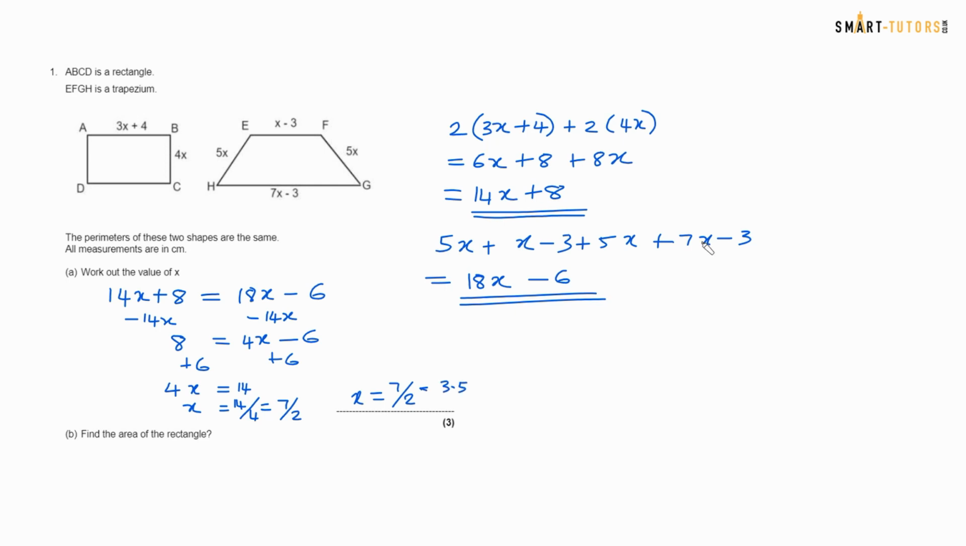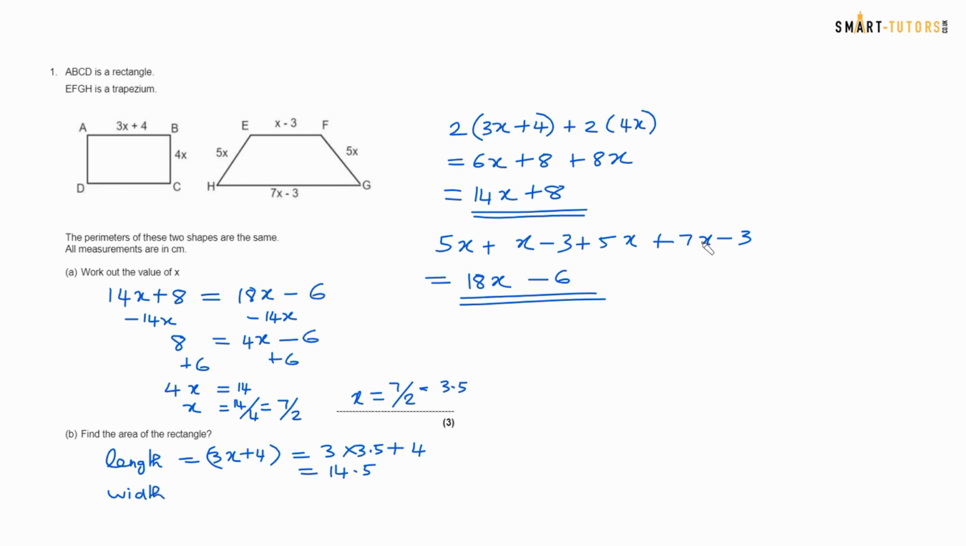Second part, find the area of the rectangle. So area means you need to find the length. So the length is 3x plus 4, which I'm going to find out separately. So 3 times 3.5 plus 4. So 10.5 plus 4 is 14.5.